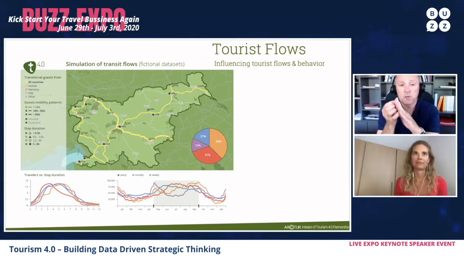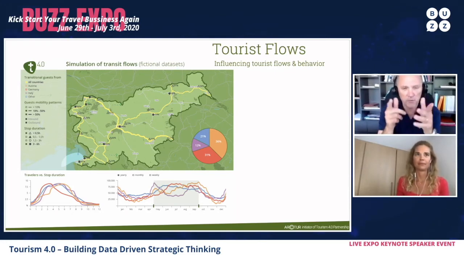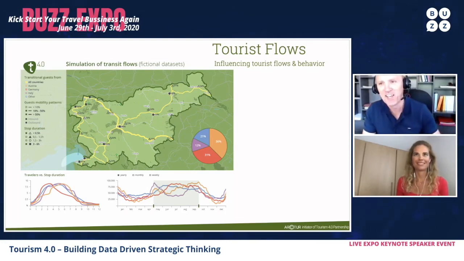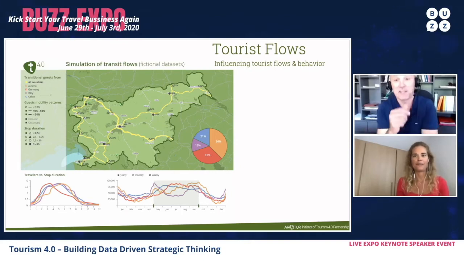Good. Tourist flows, of course, I'll show you. This is not really fictional data sets, but more like restricted data sets, because we used some data sets which are really sensitive.